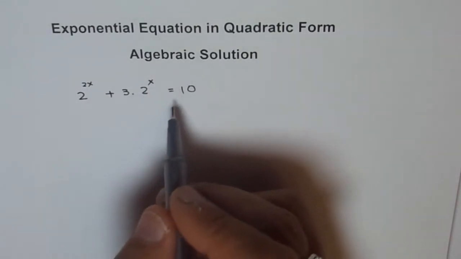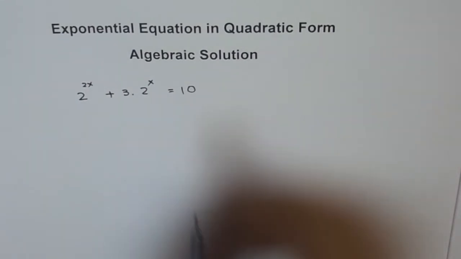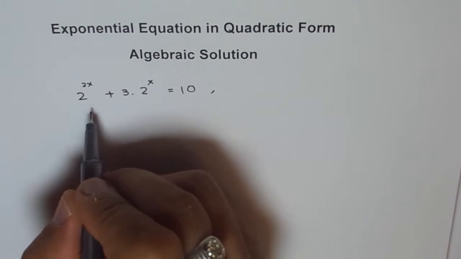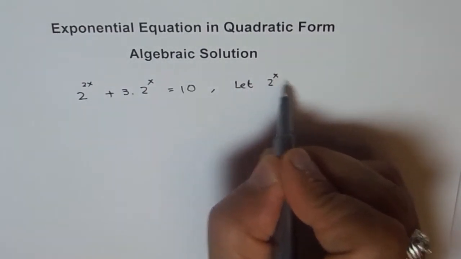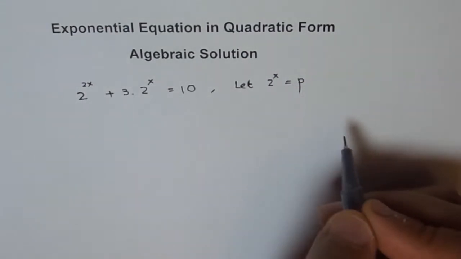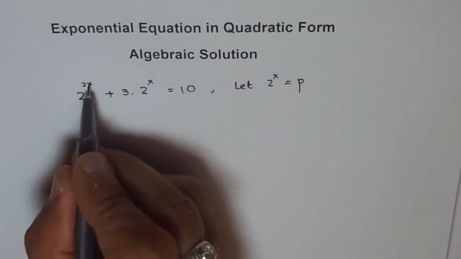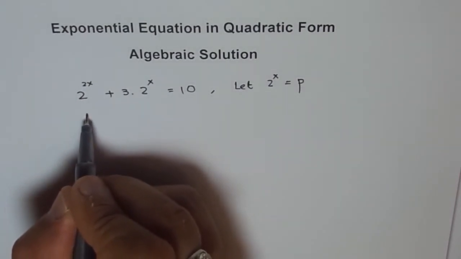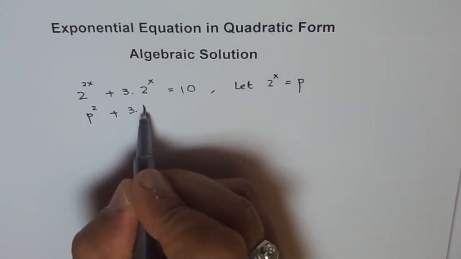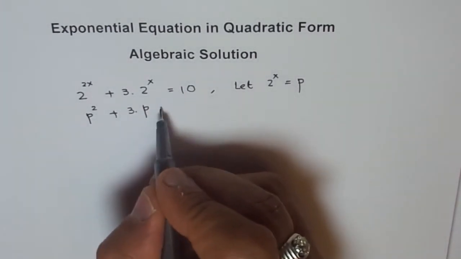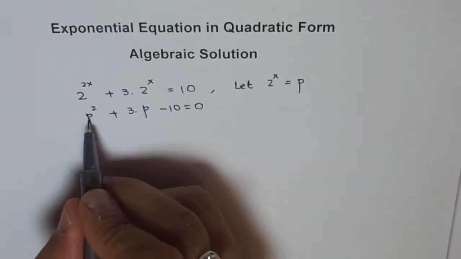Well, if you look at this equation, it's kind of a quadratic form of an equation. How? Let's substitute 2 to the power of x. Let 2 to the power of x be some variable p. In that case, because 2 to the power of x is p, I get p squared plus 3 times p, and I'll bring 10 to this side, minus 10 equals 0. Do you see? Now it becomes a quadratic equation.